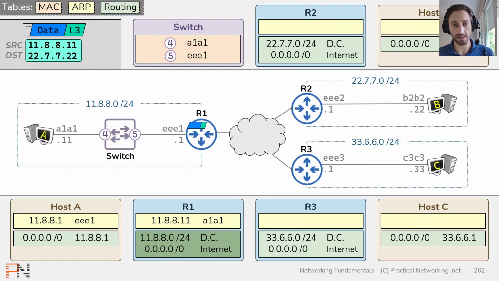Now in reality, the internet is really just a bunch of other networks. Sorry, a bunch of other routers. And technically router 1's default route is not just going to kind of vaguely point to the internet. It's going to point to a specific router out on the internet.